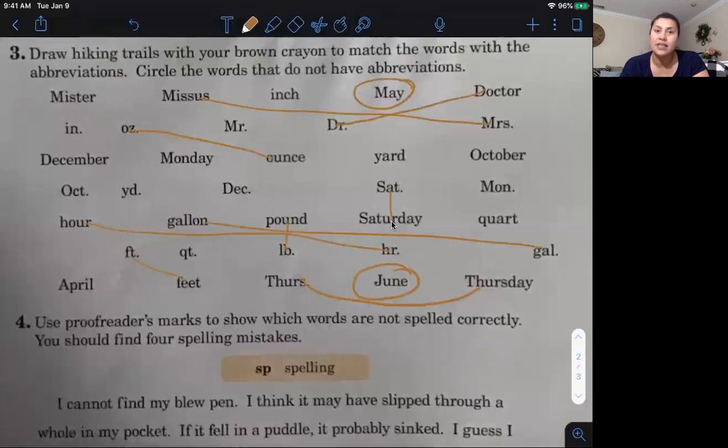Feet, not like your stinky feet, but like the feet that we measure with. And a quart. And October, woo, all the way on the other side, woo. And Monday would be MON period. There it is, a yard. Oh, here it is, YD. December, the month, DEC, period. Remember, it's still capitalized and it always has to have a period.